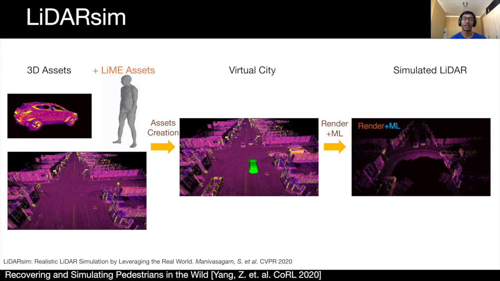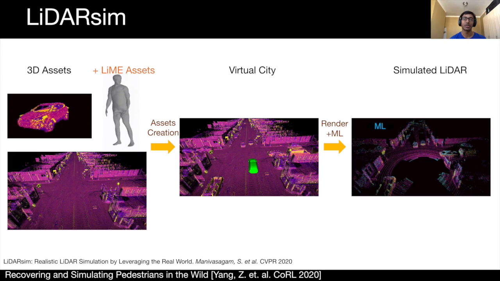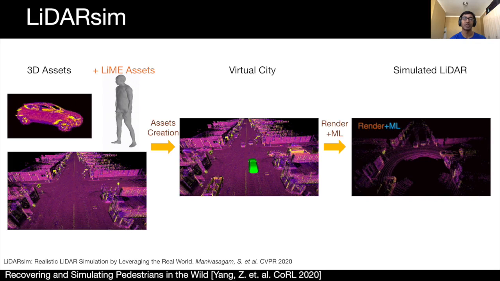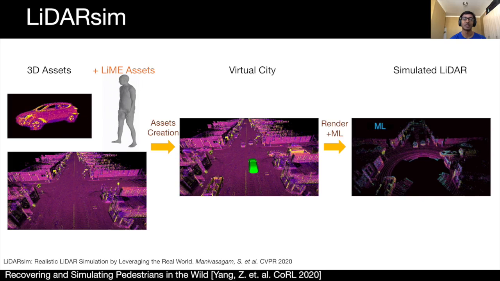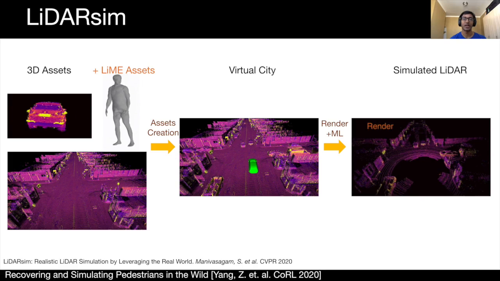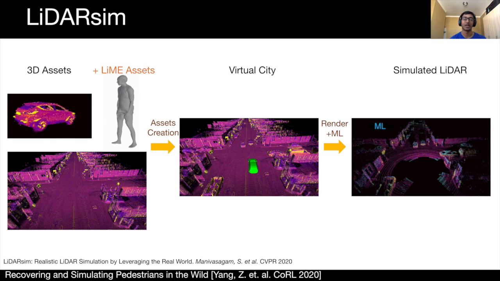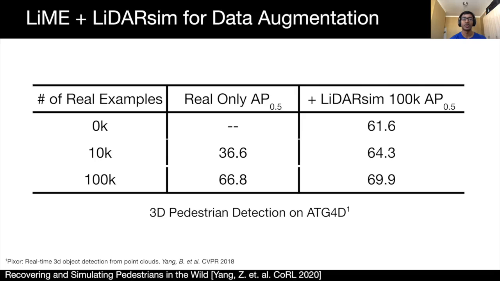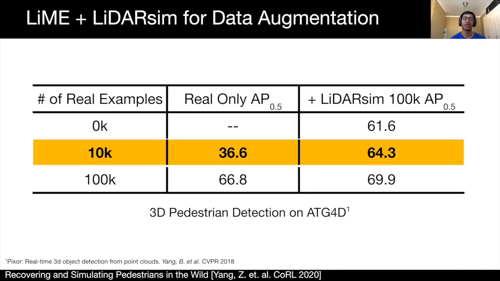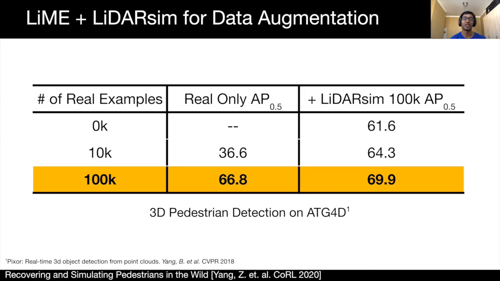With our new bank of pedestrian sequences, we can apply motion retargeting to reanimate the pedestrians in a new scene, and then use a sensor simulation system to evaluate autonomy systems. We use a high-fidelity LiDAR simulation system, LiDAR sim, to reconstruct urban city scenes and simulate sensor data for pedestrian scenarios. Using LIME assets in LiDAR sim, we can perform data augmentation to significantly boost pedestrian detection performance for models trained with both small and large amounts of real data.